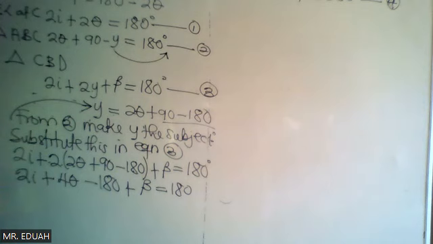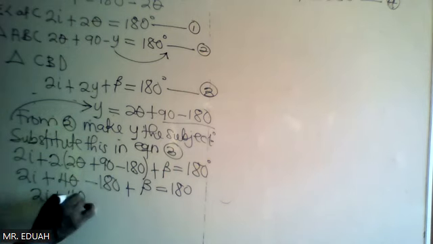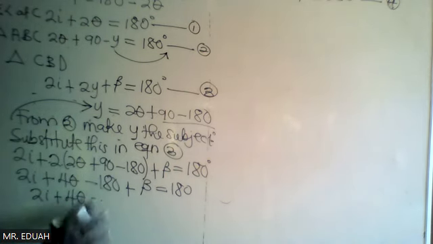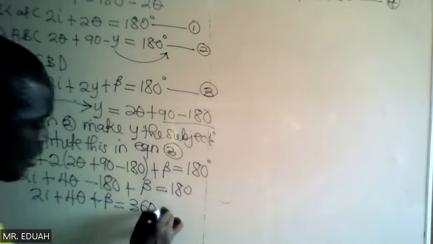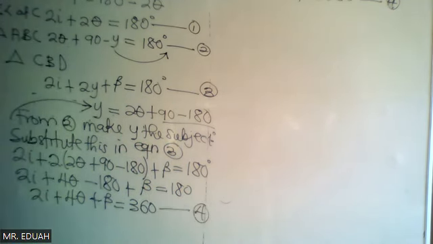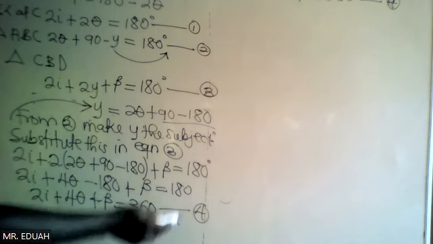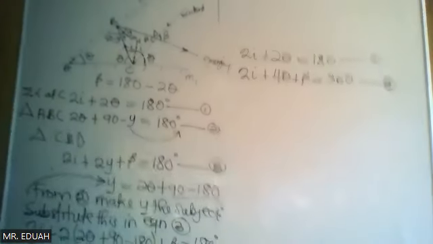So that we are regrouping like terms. We have 2i plus 4 theta plus beta is equal to 180 plus 180, which is 360. And this is what I'm calling equation 4. Okay, so you now have equation 4 and equation 1 to deal with, and that is what is written here.